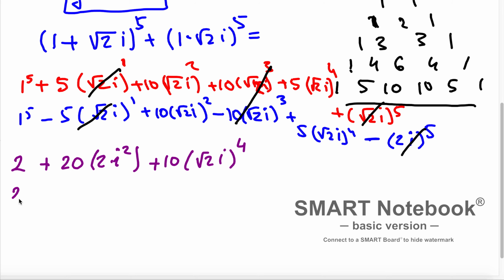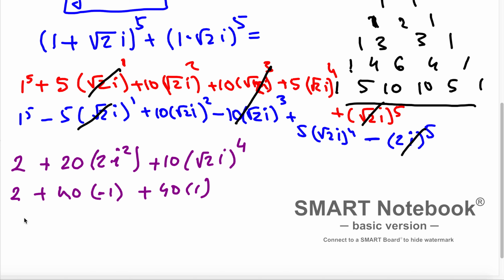But now let me go a little bit further. 2 times 20 is a 40, okay? But i squared is minus 1. And here is plus 10. And if I'm squaring the square root of 2, it's going to be just 2, 2 squared, because 4 divided by 2 is 2. 2 squared, 2 times 10, 4 times 10 is 40. So that's what it's going to be. But i in exponent 4 is just 1.